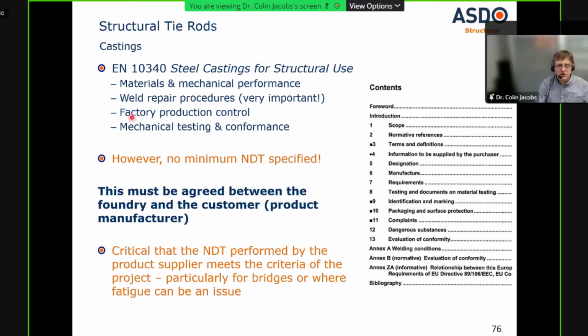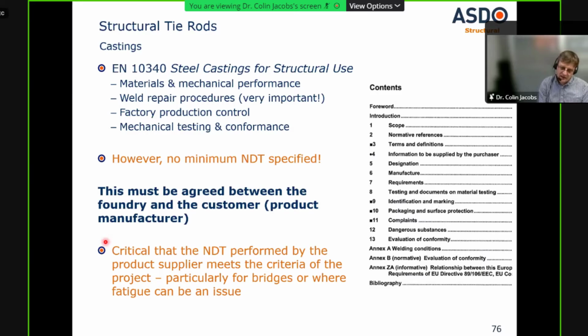EN 10340 also talks about factory production control, again, which is a good requirement, and the mechanical testing and what you should expect and what conformance levels there are. However, a big flaw, we think, in this code, it does not specify any NDT. The statement says that this must be agreed between the foundry and the customer, and the customer in this case will be the product manufacturer.